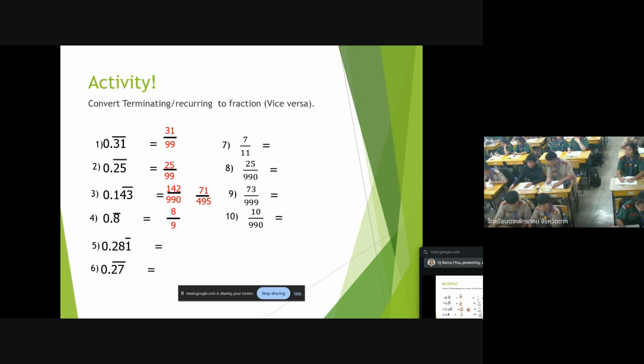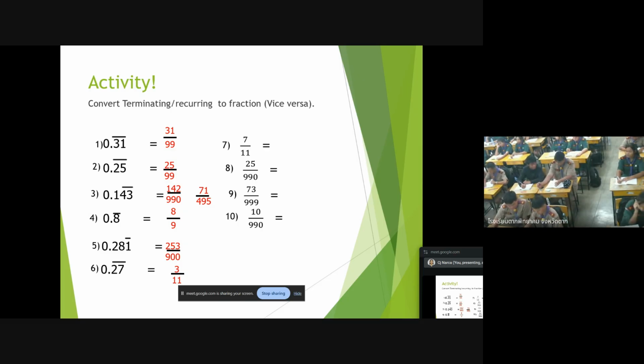0.281, where 1 is the only recurring digit. We have 253 over 900. Okay, and number 6, 0.27. This is 27 over 99. Simplified, or the lowest term, we have 3 over 11. It's okay if your classmate's answer is 27 over 99. Check it. I accept.